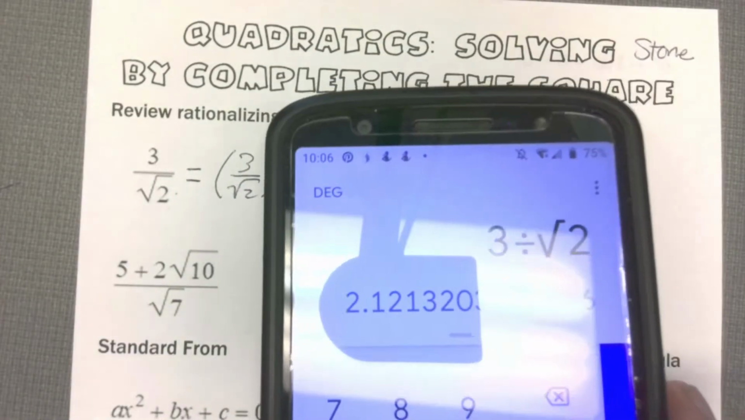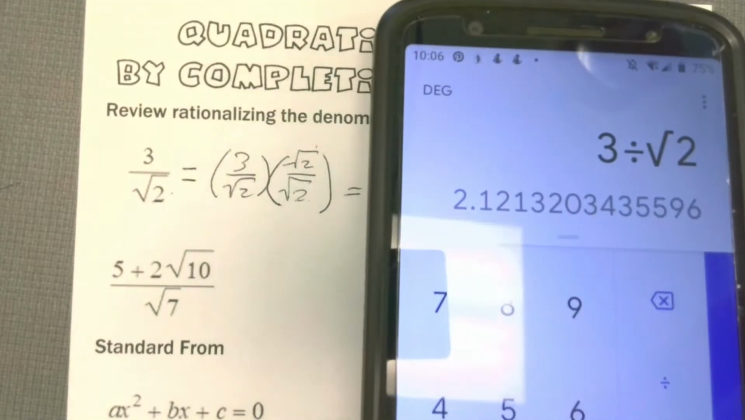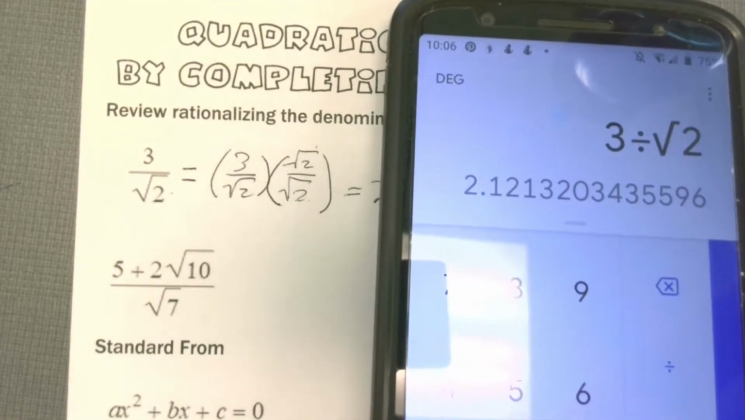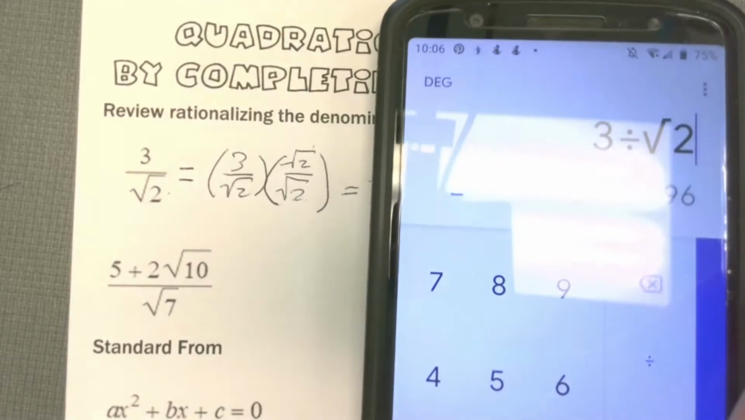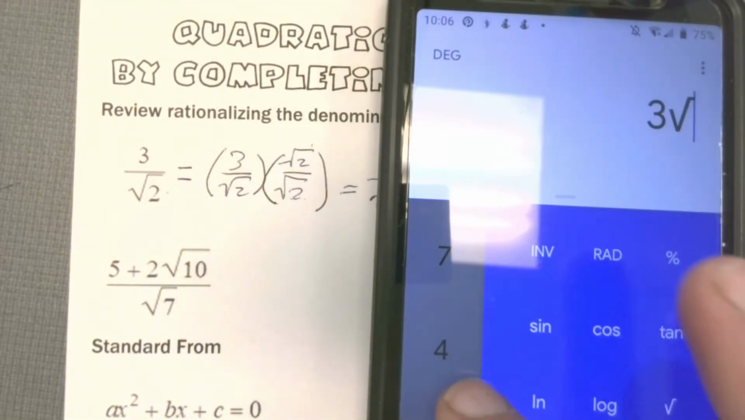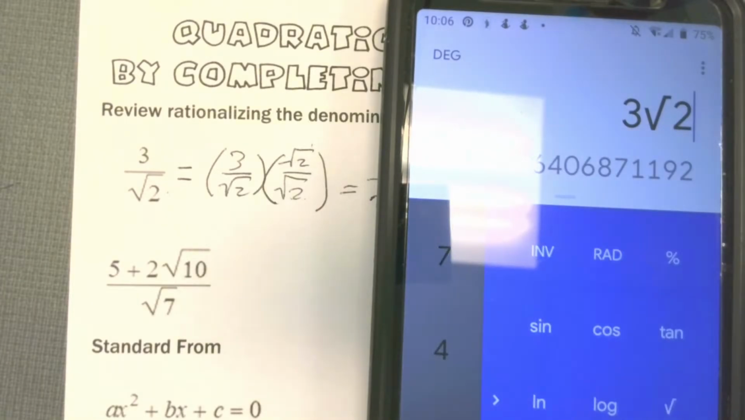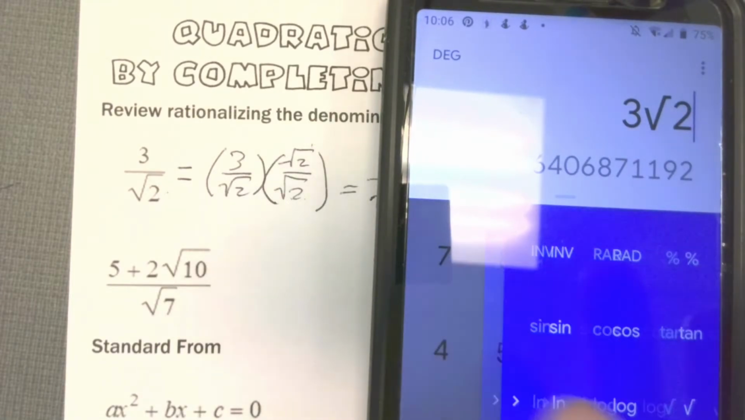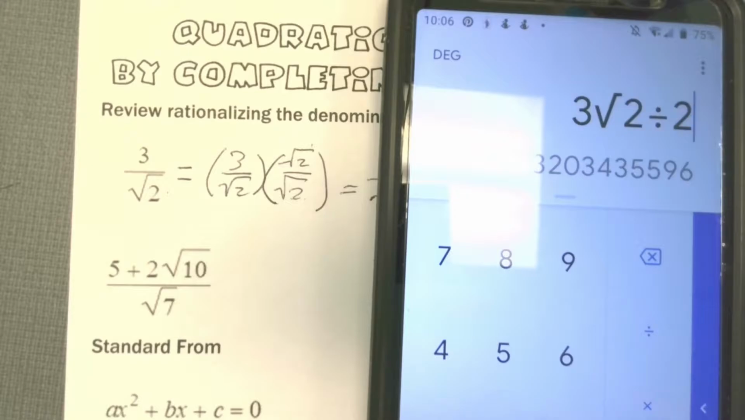Okay, I'm trying to show you. 3 divided by square root 2 is 2.12. You guys follow? And then if we did 3 square root 2, see, that's the same thing?